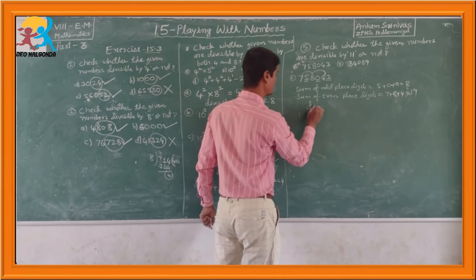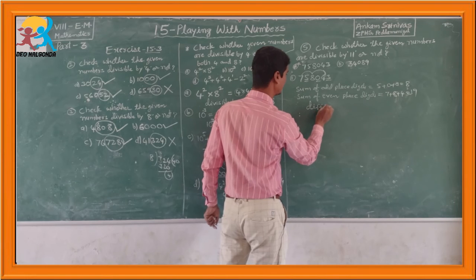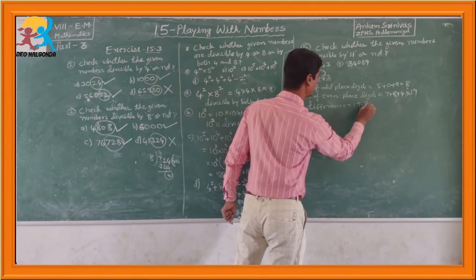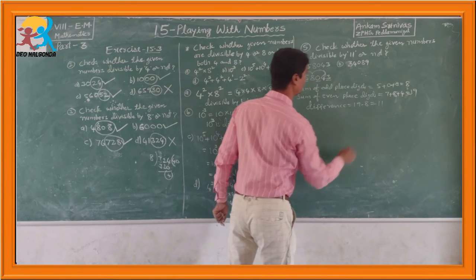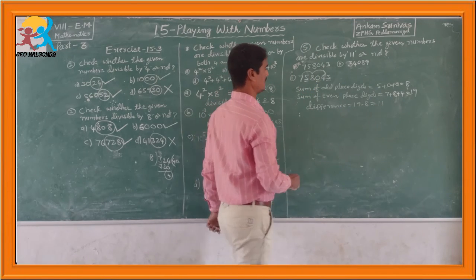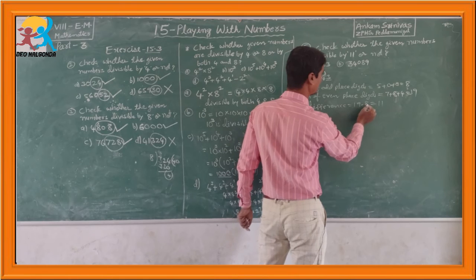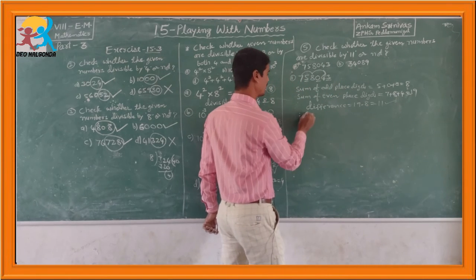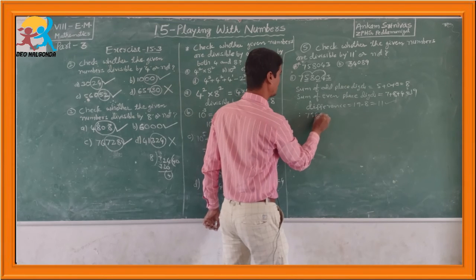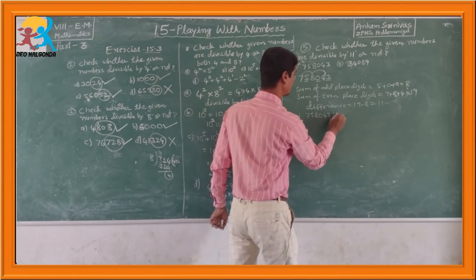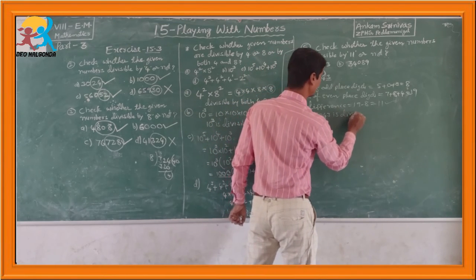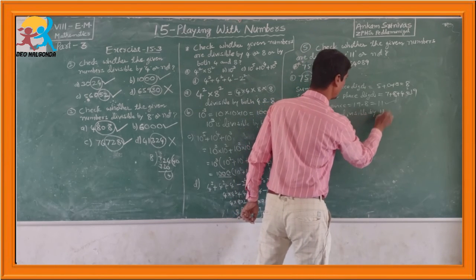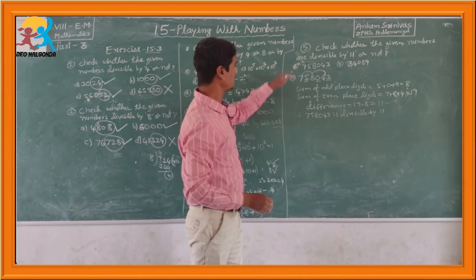So the difference, what is the difference here? 19 minus 8 is equal to 11. 11 is divisible by 11. So 758043 is divisible by 11. So very easy, children.